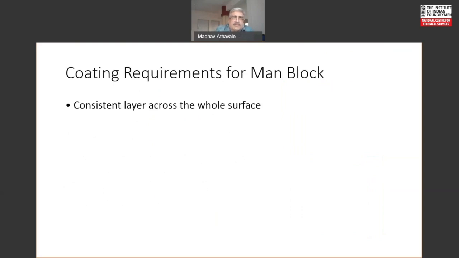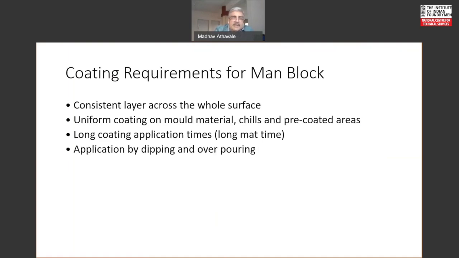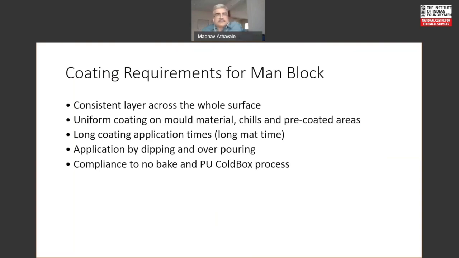Now, they defined what the requirements were. One is they wanted a consistent coating layer across the whole surface, uniform coating on mold material, chills, and pre-coated area. There are different types of binder systems being used for cores and molds. Because the cores and molds are so huge, for good leveling they wanted a long mat time, the coating freezing time. Then they wanted the same coating to be used for dip application as well as over pour application. That means the same filler combination was to be used in all the cores. So they wanted it to be applicable for both no-bake for molds and PU cold box for cores.